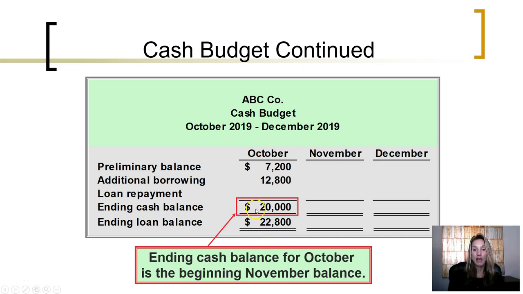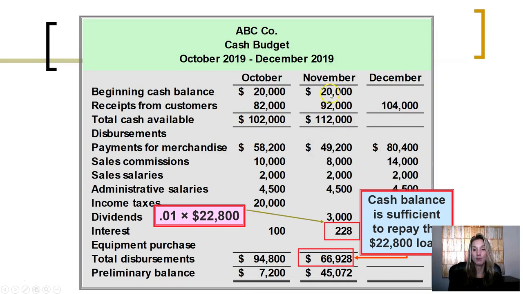Now that we have October cash budgeted, we can budget for November's cash. We're ending October with $20,000 in cash, means we're planning to begin November with $20,000 in cash. Now we're going to add in our cash receipts to get cash available during November. Again, this comes from our cash receipt calculations. Subtract all of our cash disbursements, merchandise purchases, sales commissions, salaries, and administrative salaries.